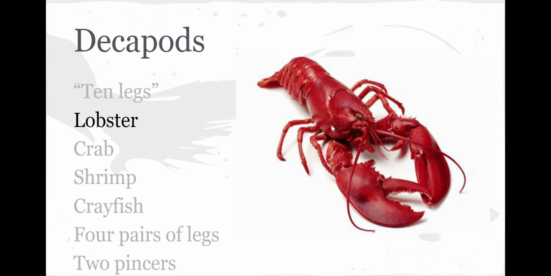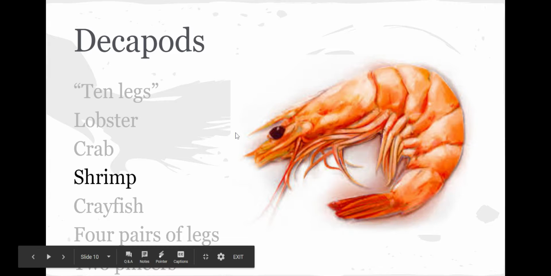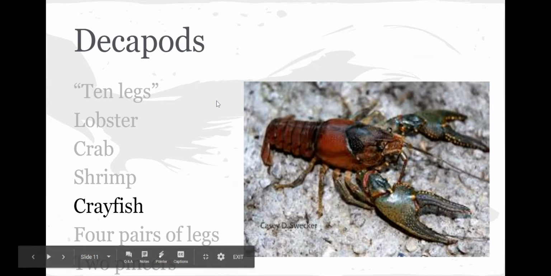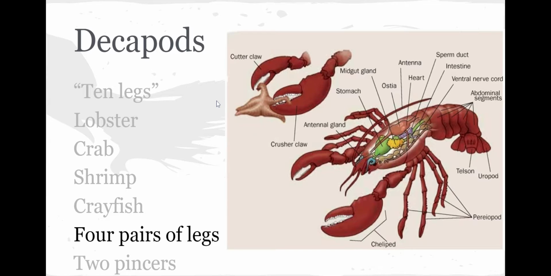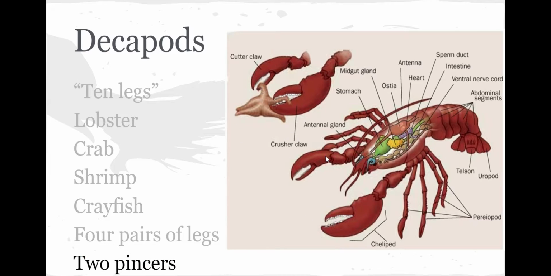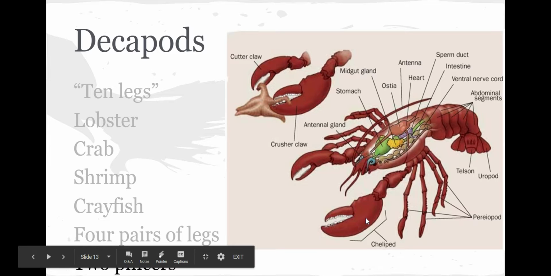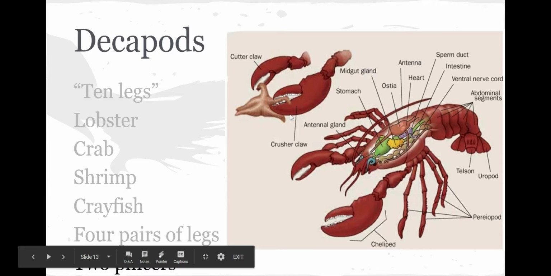Examples would be things like lobsters, crabs, 1, 2, 3, 4, 5, 6, 7, 8, 9, 10. Shrimp, crayfish. These are freshwater decapods. For the most part, they all have 4 pairs of legs. These would be their legs. We call these periopods. And then they have 2 pinchers in the front, chelepods, that they use to grab things, hang onto their food, fight, and defend each other. So they've got a holder claw, a crusher claw, and then usually a cutter claw.